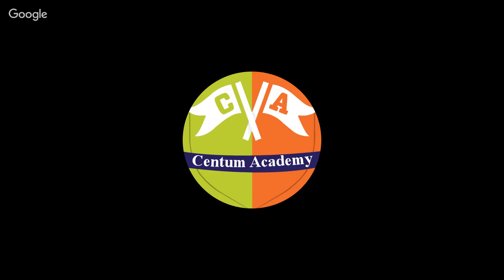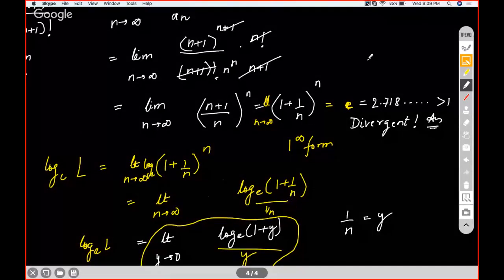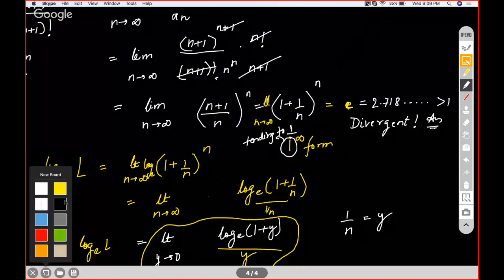But you said it's of the 1 to the power infinity form, but that doesn't give you e, right? Why not? Who told you it doesn't? 1 to the power infinity means this 1 is not exactly 1, it's tending to 1. Again, 0 by 0 is not exactly 0 by 0, it's tending to 0 by tending to 0. So with this, we come to the end of our series tests.